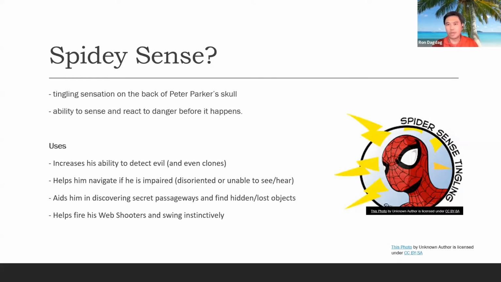It helps him find secret passageways if he's lost, or any objects. Most likely, it also helps him move throughout the buildings, with the background over there of all these different buildings. I guess it works with the web shooter so he can swing instinctively. Of course, I think he also uses it to change his costume, or so that he can hide well.